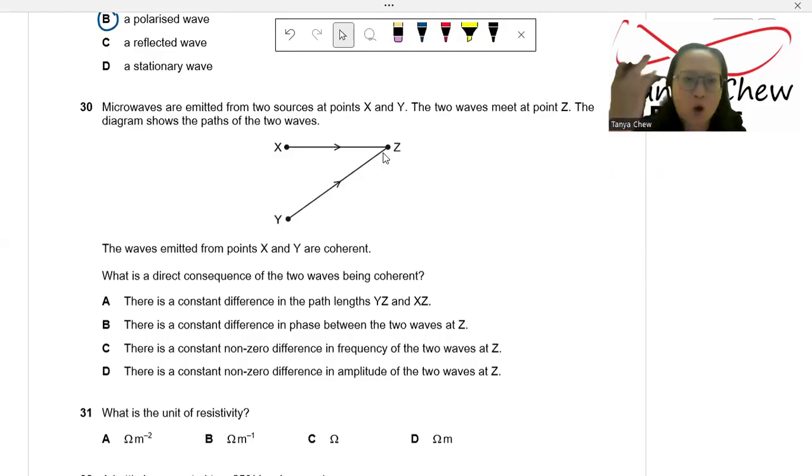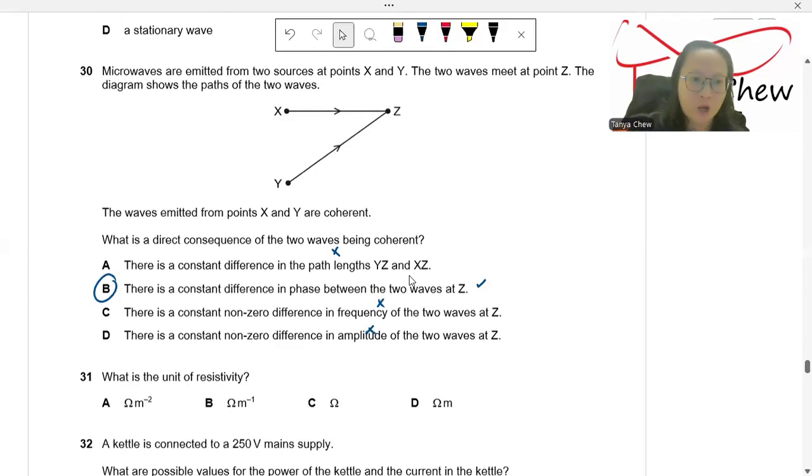Coherent is constant phase difference or zero phase difference, nothing to do with the path length or path difference. So B, there is a constant difference in the phase between the two waves at Z. This is true. C, there is a constant non-zero difference in frequency, nothing to do with frequency, nothing to do with amplitude. So B is the answer.